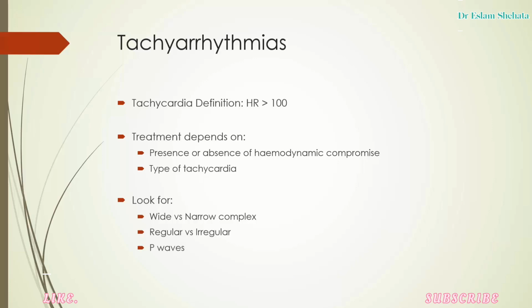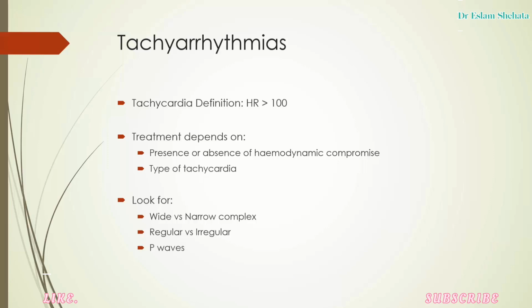And as well as that, even in the absence of hemodynamic compromise, the treatment will depend on what type of tachycardia they have. And so that's what we're going to talk through in this lecture, identifying the different types of tachycardias. Now you're going to identify it by looking at a couple of things, and the first one is the QRS complex wide or narrow? Okay, that's extremely important when you're interpreting these conditions.